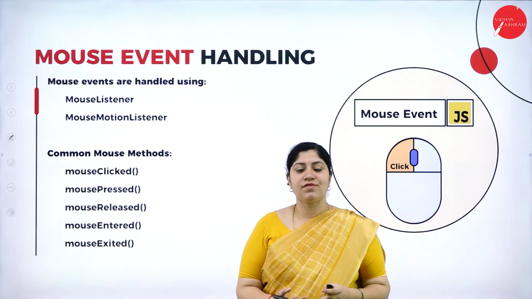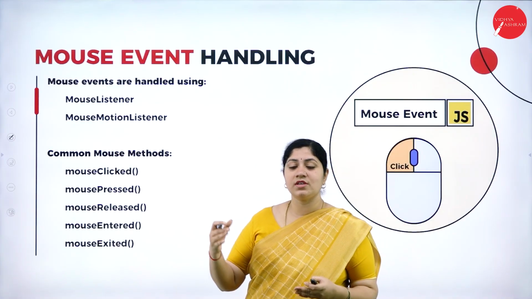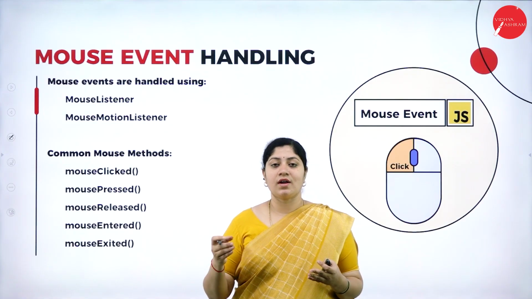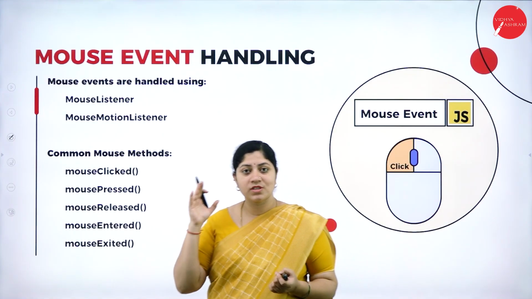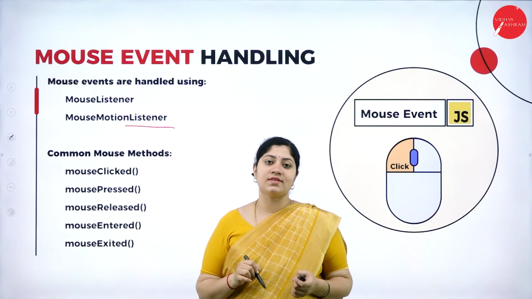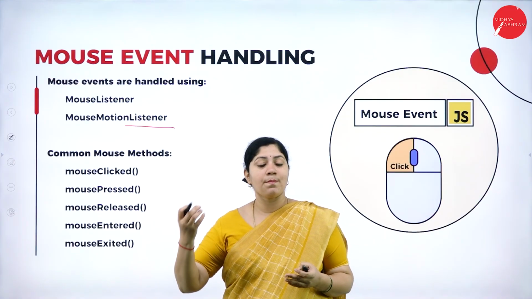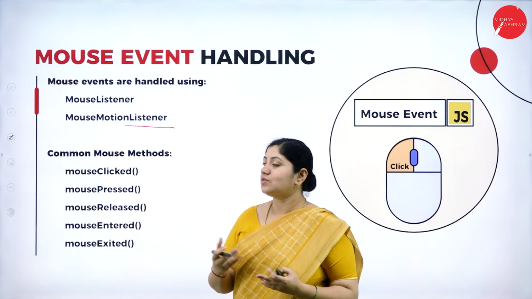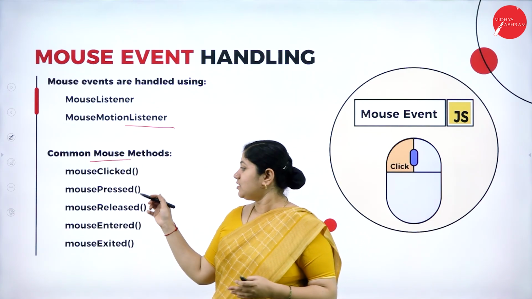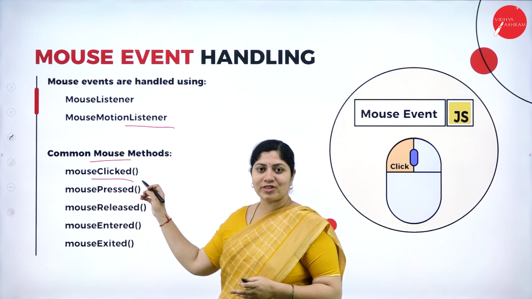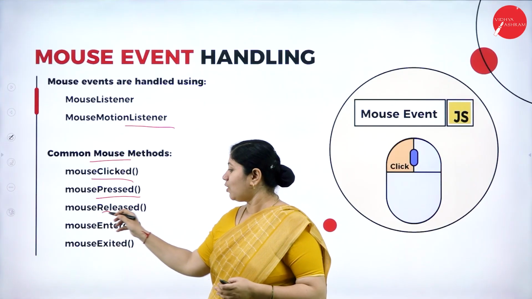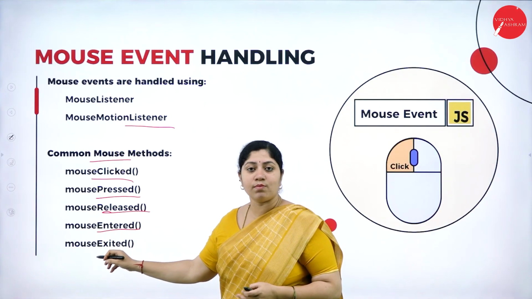The next event is none other than the mouse event handling. As we understood, the mouse events are handled using the mouse listener and a simple mouse motion listener. Alright, up next, let's see the methods that is utilized along with a common mouse handling. So the first event is none other than mouse clicked. Alright, the next one is mouse pressed, followed by mouse released, mouse entered, and mouse exited.